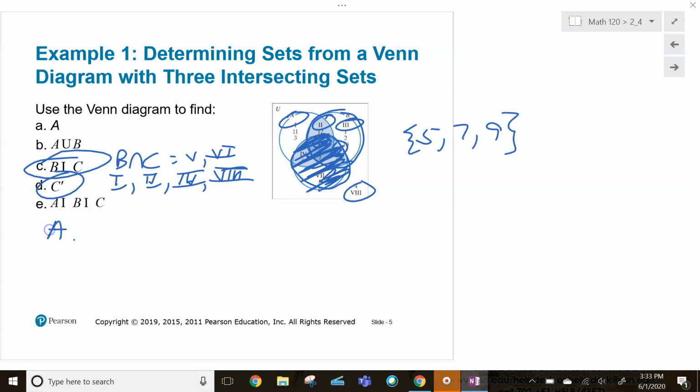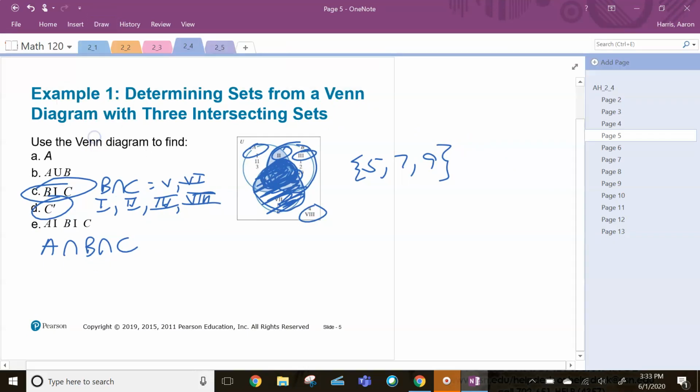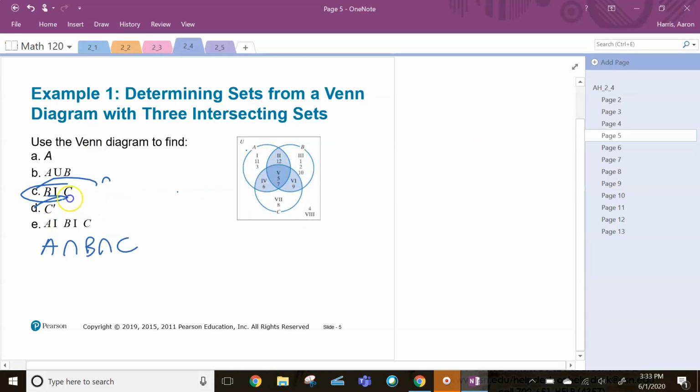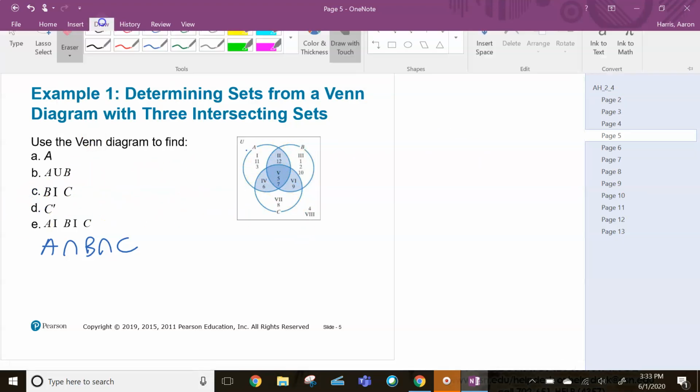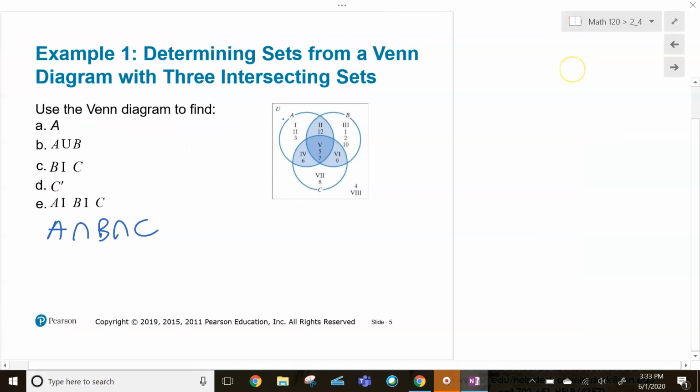And how about finally A and B and C? Who's in all three? That would be right in the middle there. I can't see the middle because I have such a mess right now. A and B and C will be right there, region 5.